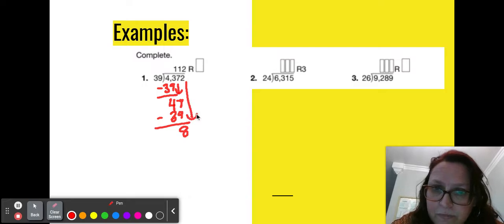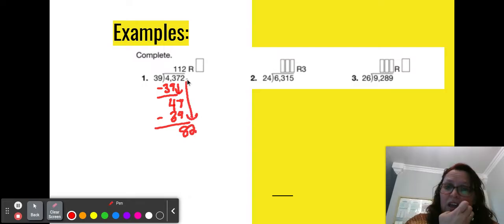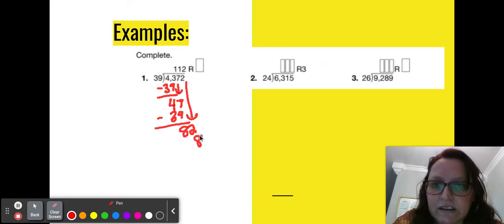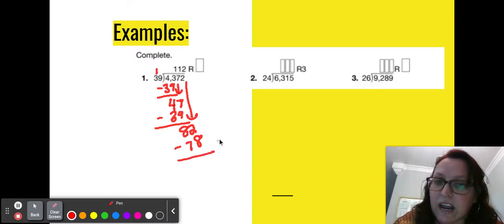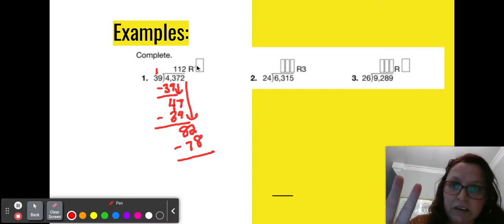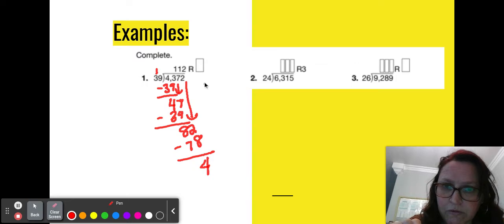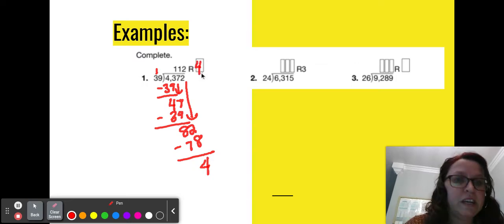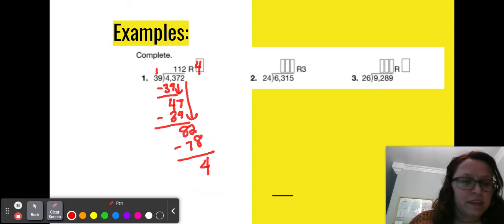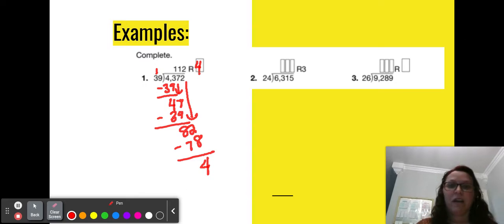Now I've got to bring down my 2. 82. 39 times 2 is 80. 2 times 39. 2 times 9 is 18. 2 times 3 is 6, plus 1 is 7, so 78. 82 minus 78: 78, 79, 80, 81, 82. So my remainder would be 4. Today's lesson, you need to put the remainders. Do not solve it on a calculator and have the decimals. You will get it wrong. You need to make sure you put the remainder with today's lesson.